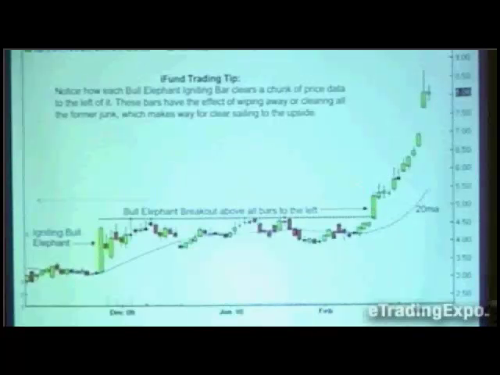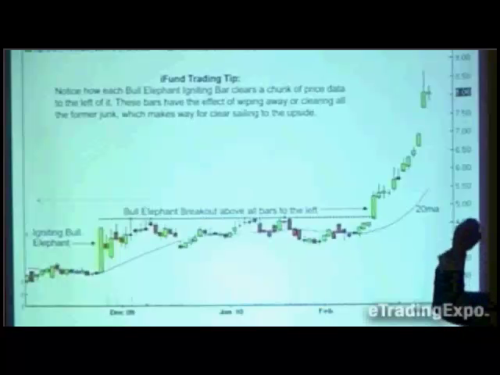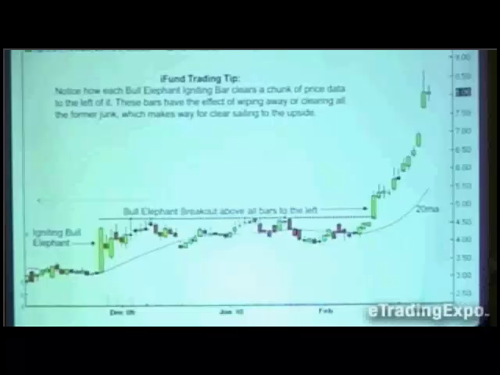So bull elephant, boom, wait for calm. Bull elephant, boom. And then at a certain point, there can be no more waiting because the stock gets ignited. And when the stock, after some accumulation by institutions, gets to a certain point in the hands of institutional buyers, it ignites and just starts taking off in an enduring up move.